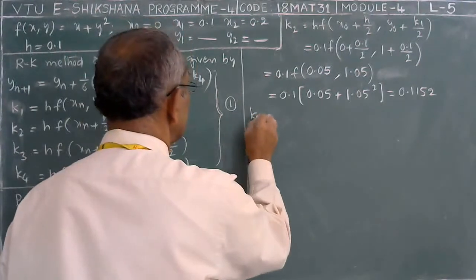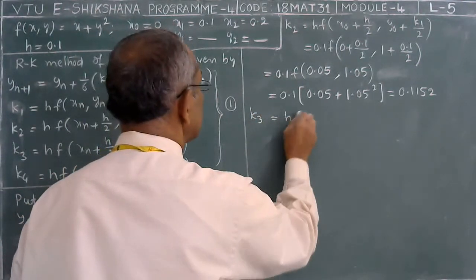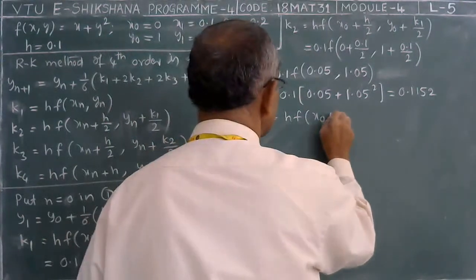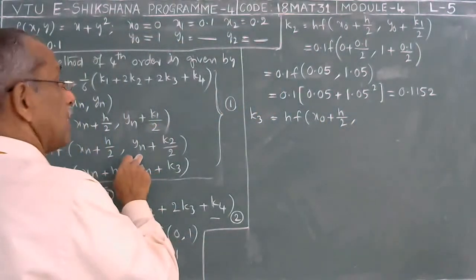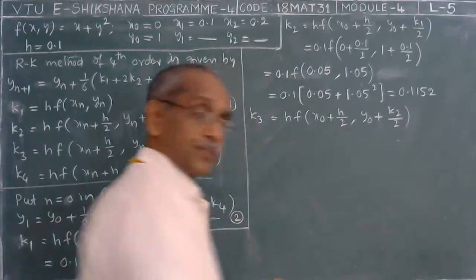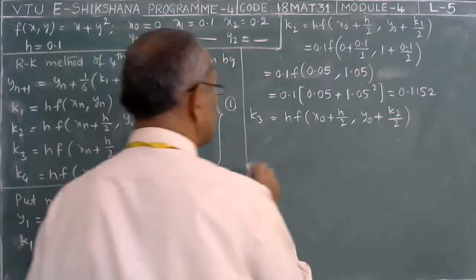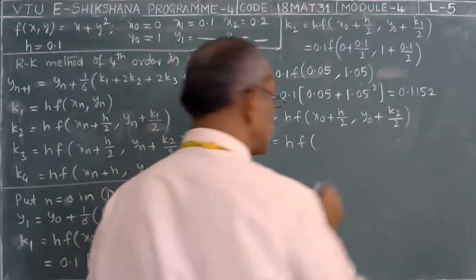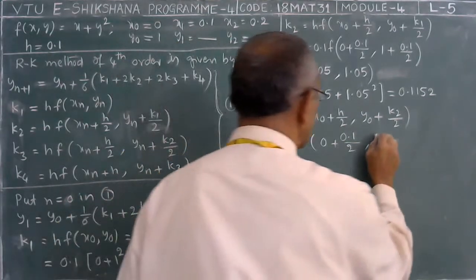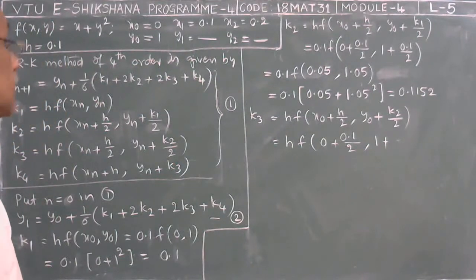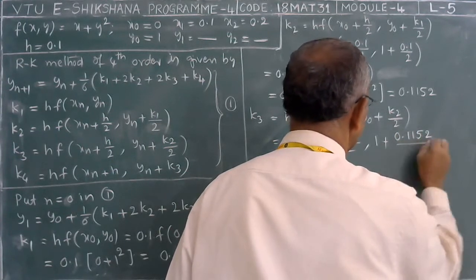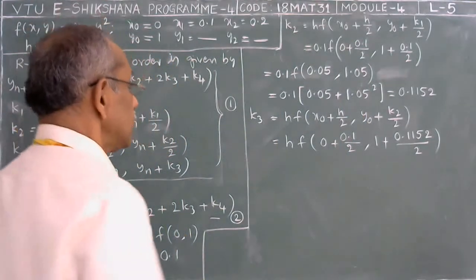Next, K3. K3 is h into f of x naught plus h by 2, comma y naught plus k2 divided by 2. Now substitute the values. So this is h into f of x naught is 0, plus h by 2, 0.1 divided by 2, y naught is 1 plus k2, k2 is 0.1152, 0.1152 divided by 2.